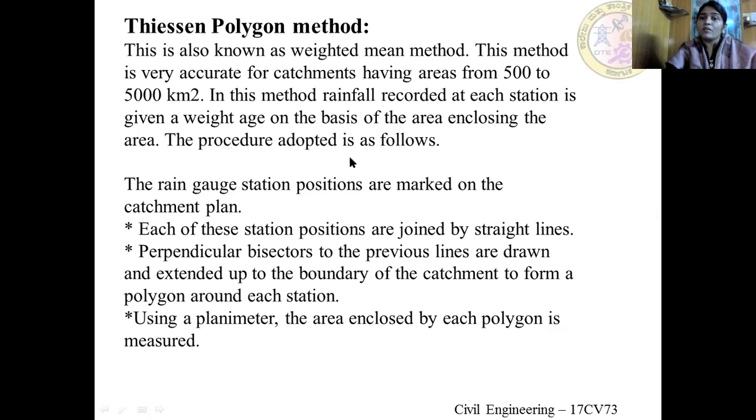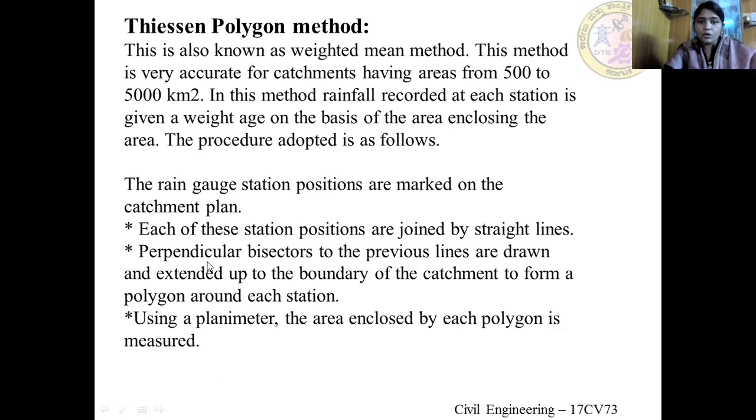So what is the procedure? Let me tell you all. The rain gauge station positions are marked on the catchment plan. So the catchment area is taken. All the rain gauge stations will be marked. Each of these station positions is joined by straight lines. Then perpendicular bisectors will be drawn to these previous lines and they will be extended up to the boundary of the catchment, and they are going to form a polygon around each station. So the area of each polygon will be noted. The area will be measured using a planimeter. Then the average precipitation is calculated.